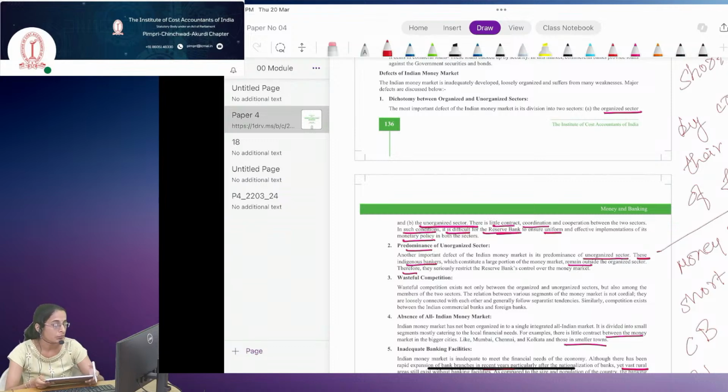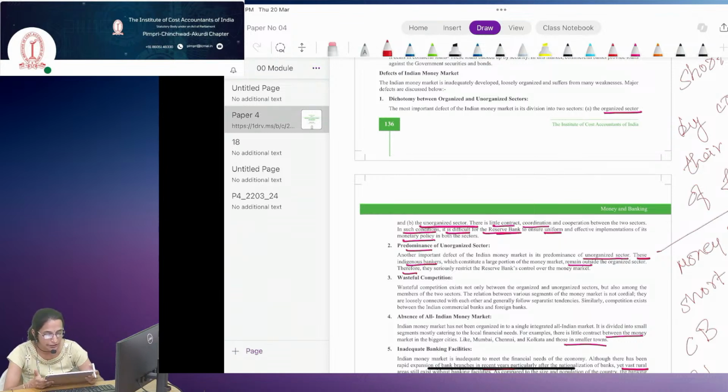Right, Sheila? So, dichotomy of unorganized and organized sector means that the organized sector and unorganized sector do not have proper cooperation between them. When there is no proper cooperation, the money market is not under proper management, right? So, that's the problem of dichotomy.